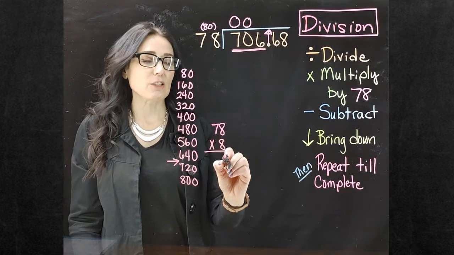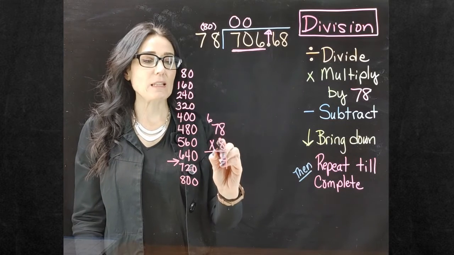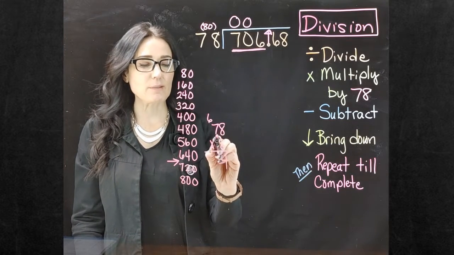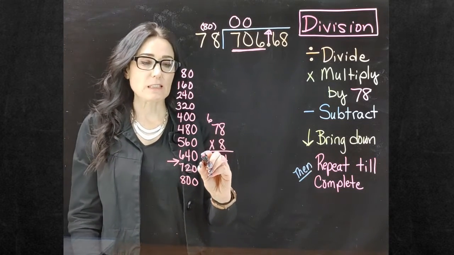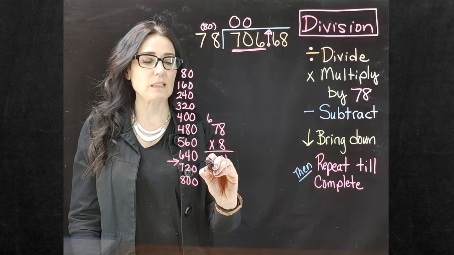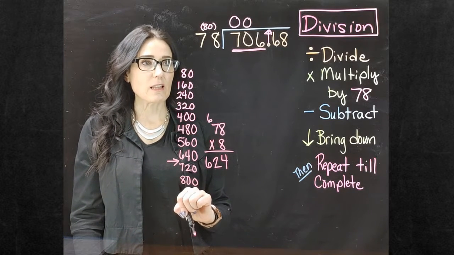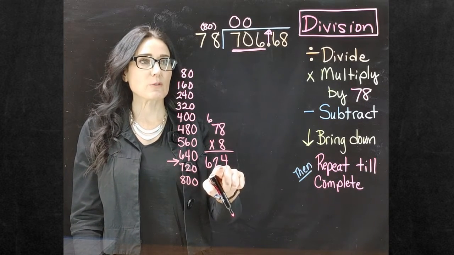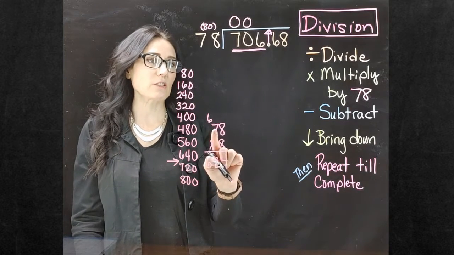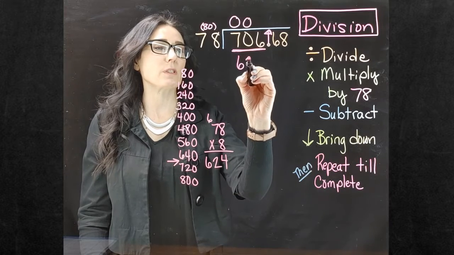So 8 times 8 is going to be 64. Carry the 6. 8 times 7 is going to be 56, plus 6 is going to be 62. So I can see that it goes 624 times. So let's check and make sure that it actually is going to work. So I'm going to put my 624 here.